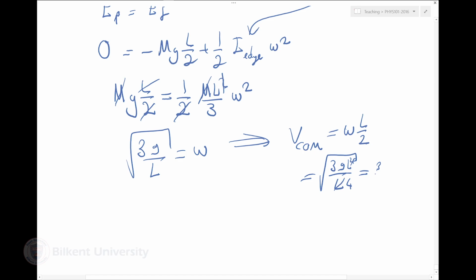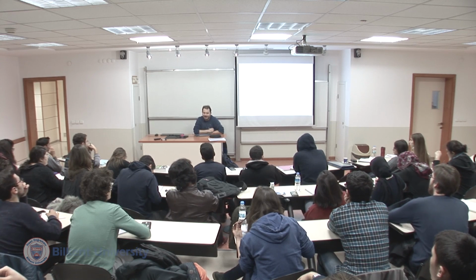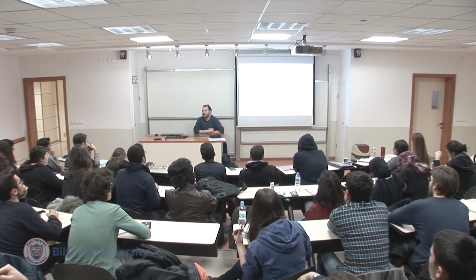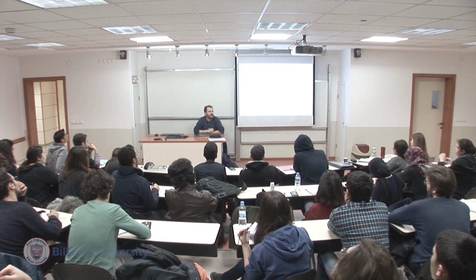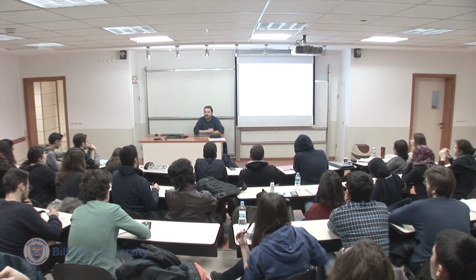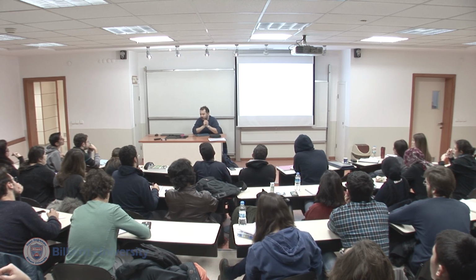L's cancel. So it's going to be square root of 3/4 GL. Question: why is there only rotational kinetic energy? Excellent question. That's exactly what I want to talk about. The center of mass was moving with some velocity. Why did I not include the translational kinetic energy of this object?